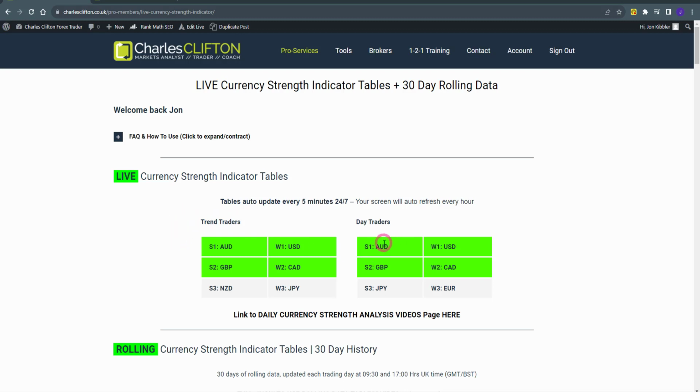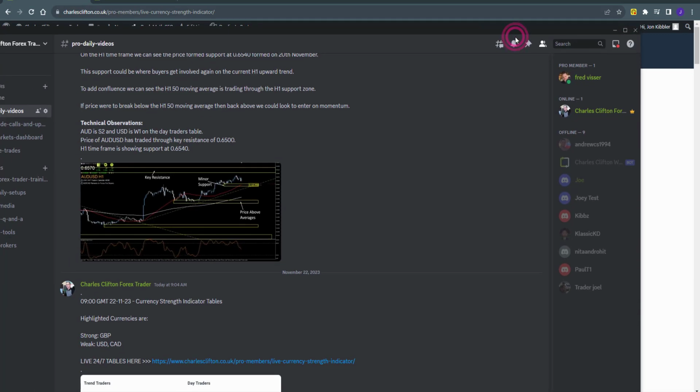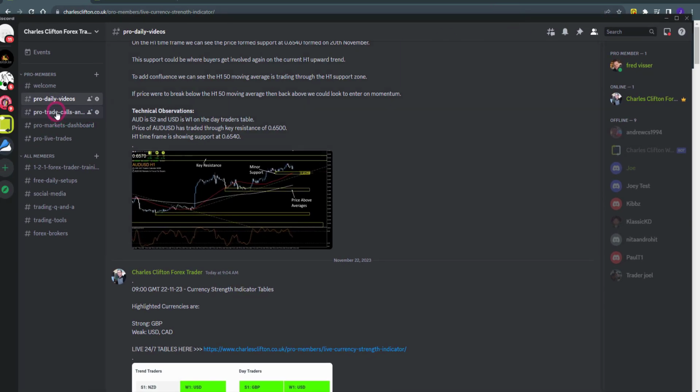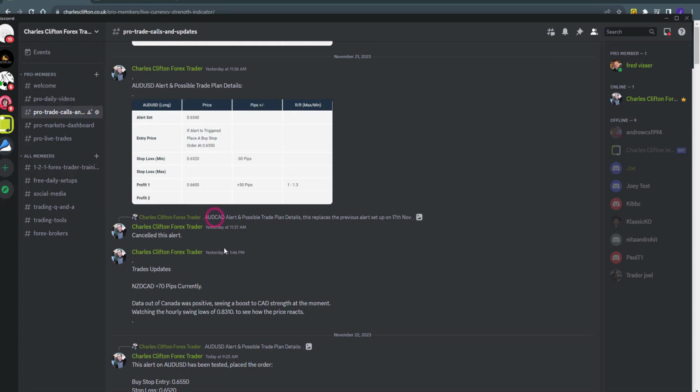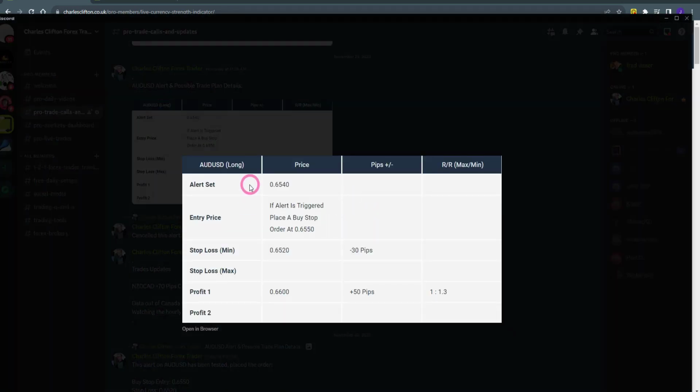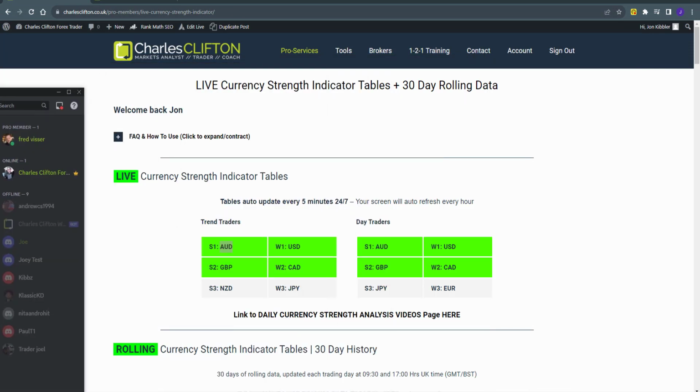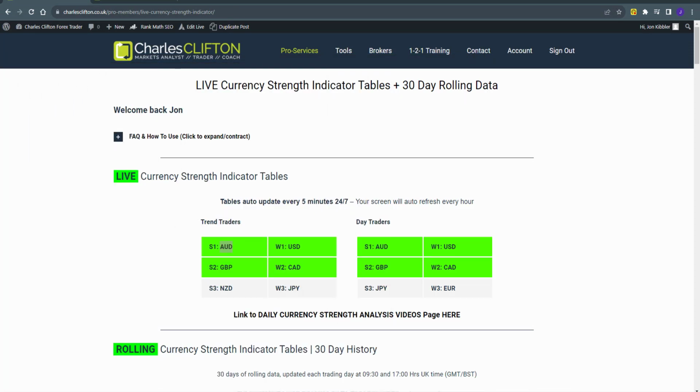Aussie US dollar has climbed to the top of the tables, which is good for us. We were looking to get long in this market yesterday. If you head over to our Discord, to the Pro Trade calls and updates, this was the alert that we posted yesterday. Looking at an alert at 65.40. If the alert is triggered, let's place a buy stop order at 65.50. We're going to go for a very tight stop loss here and very tight targets because price is very, very close to some daily areas of support and resistance.